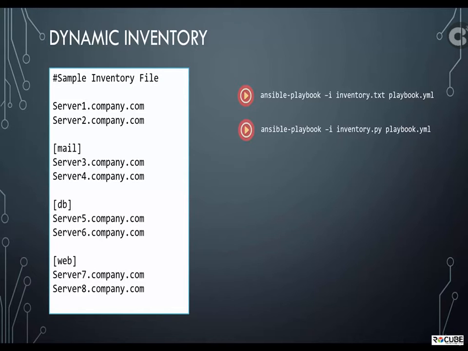The Python script is responsible for reaching out to whatever sources you have for inventory and giving back to Ansible a list of groups, hosts, and their information. There are multiple scripts already available for dynamic inventory for solutions like Cobbler, AWS, OpenStack, etc. So check it out at the Ansible documentation site.